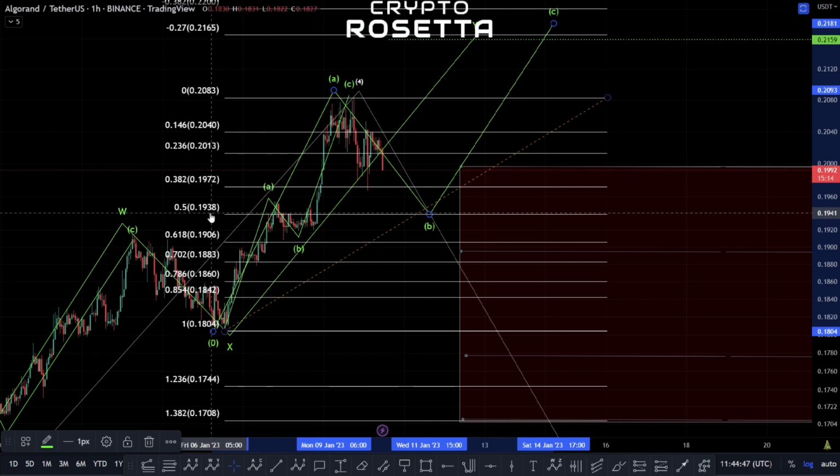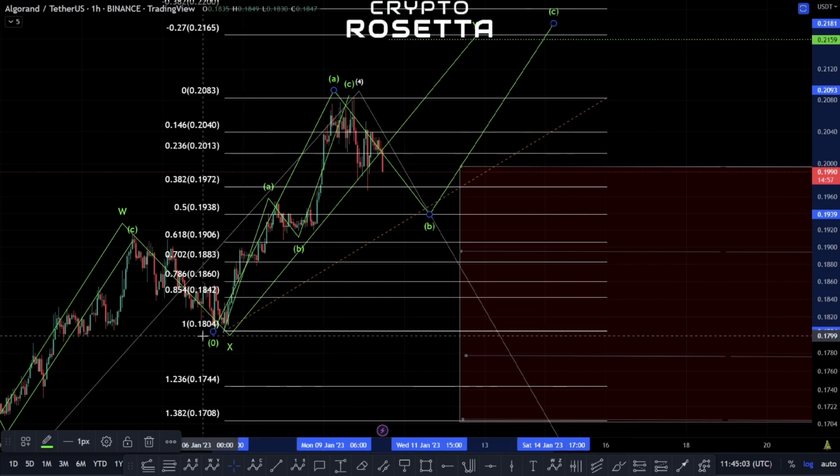So an interesting area here would be this 50%. There's some consolidation within here. And alternatively, this 0.618 is also quite an interesting zone. Though really it can go all the way down to the 0.786 at 1860 without any sort of issues.